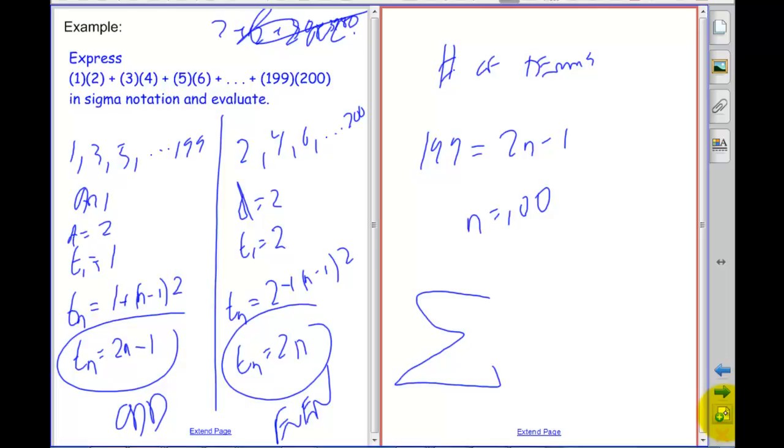Oh, you want to use k? It's fine. K equals 1 to 100 of 2n minus 1 times 2n. No, this is wrong. Intentional mistake to see if you're awake.